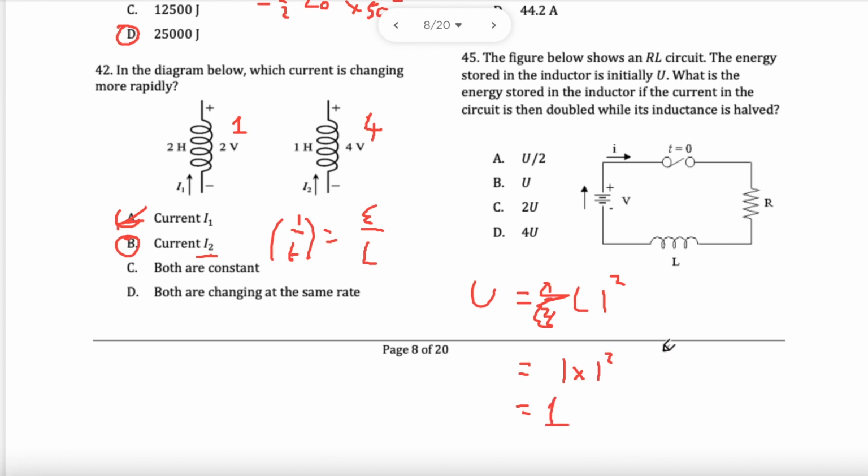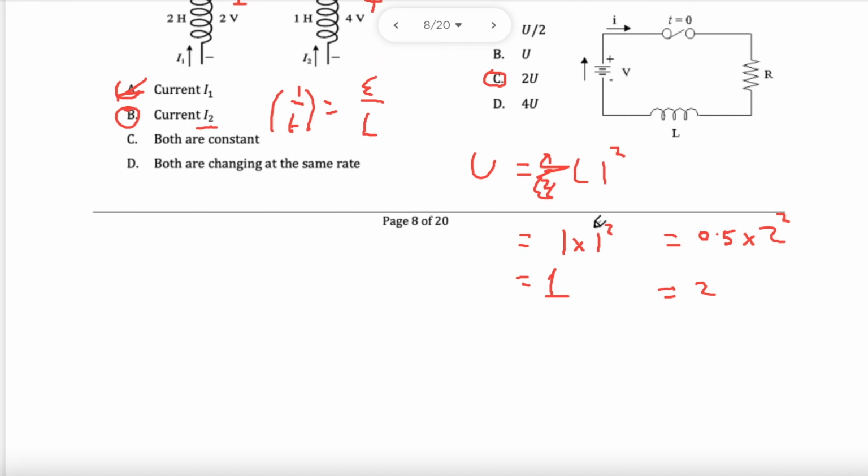Now, look what happens when I change the variables it asked me to. What is the energy stored if the current is doubled and the inductance is halved? L will become 0.5, a half, multiplied by 2 squared. Obviously 2 squared is 4, times a half is 2. So I will have 2. It becomes double.